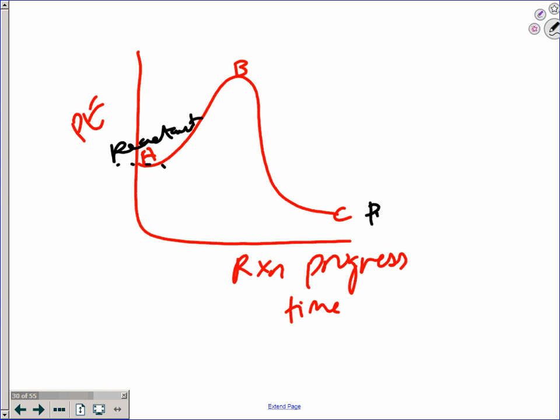and the product energy. And the difference between them is about that much right there. So that's my delta H. You guys said this was exo, and what sign do we associate with an exothermic process? Negative, so you can see there's a release of that much energy there.